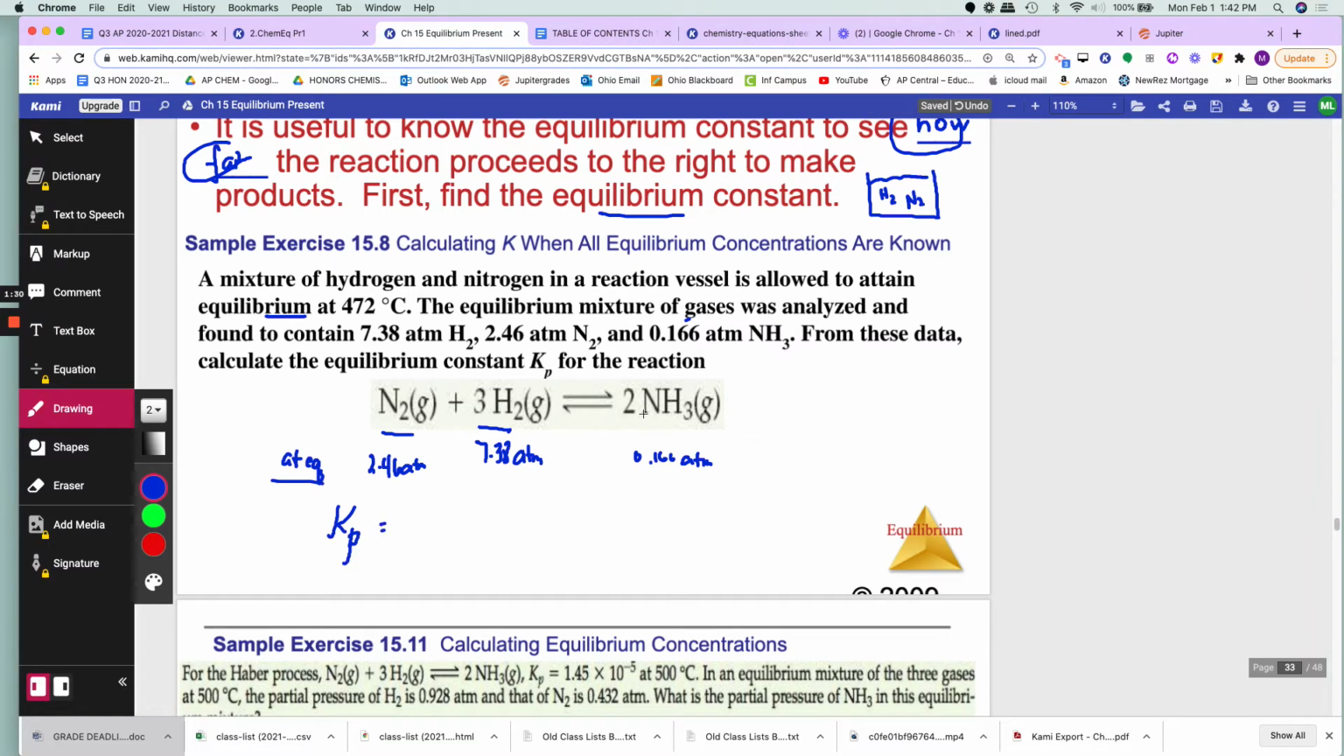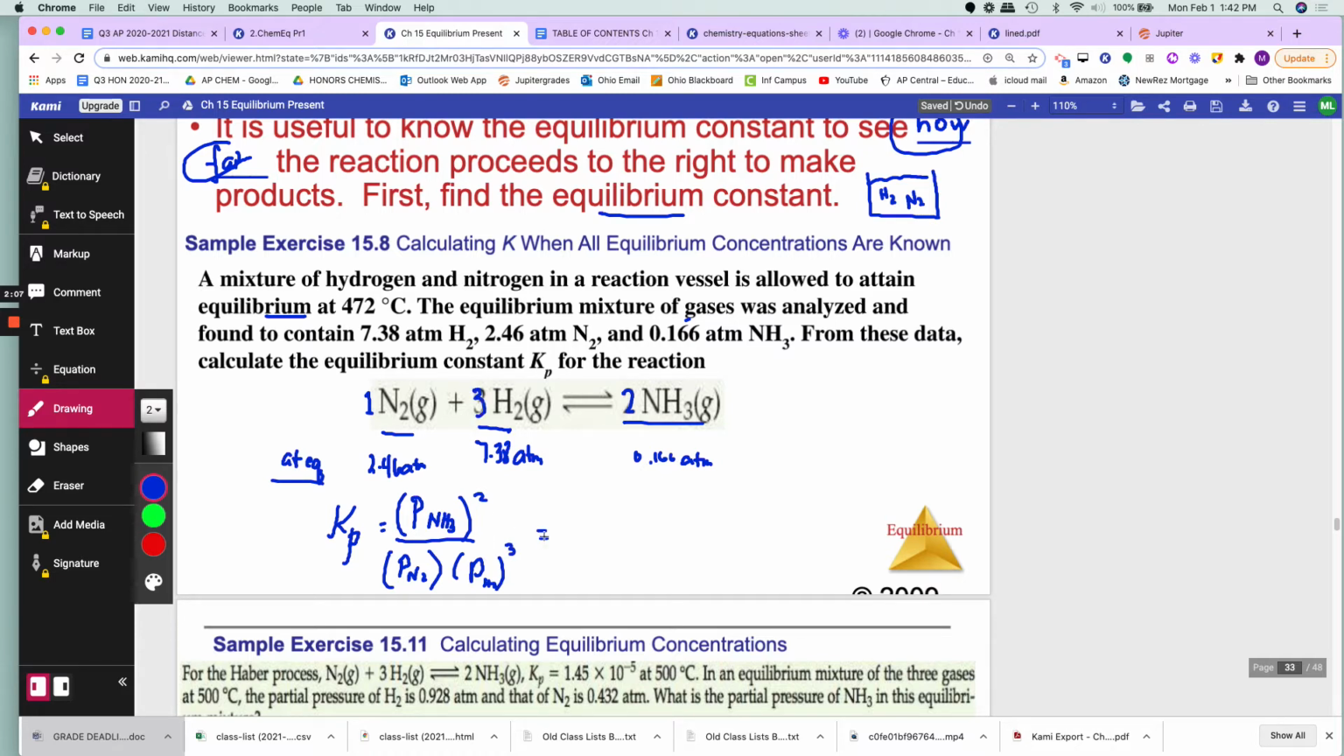Kp is equal to products, which is ammonia, to the second power. In this case, we are not using brackets because we have pressures, so we will just use the P. The partial pressure due to NH3, and you have to square that because of this number 2 right here, divided by the partial pressure of N2, and it's a 1 there, so to the power of 1, and the partial pressure of H2 gas to the power of 3.